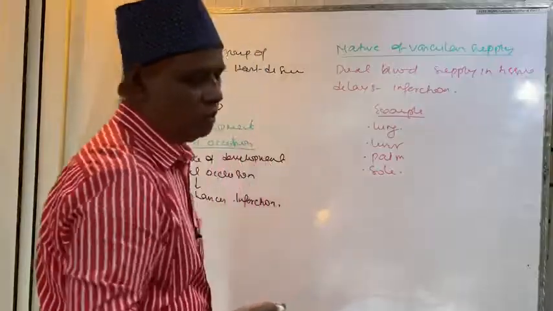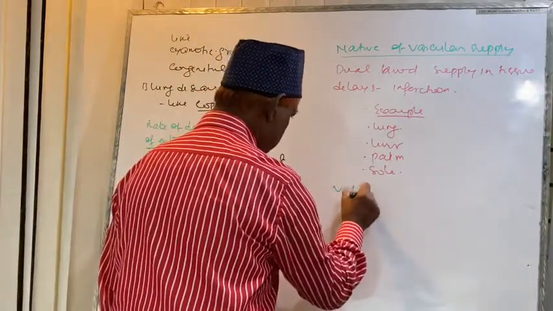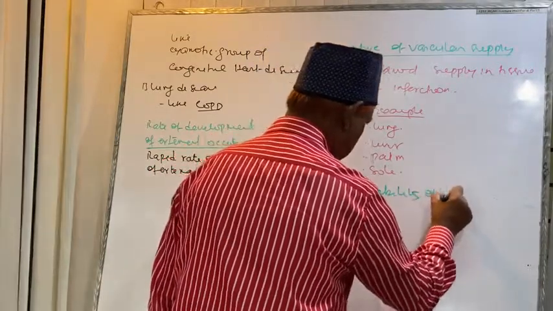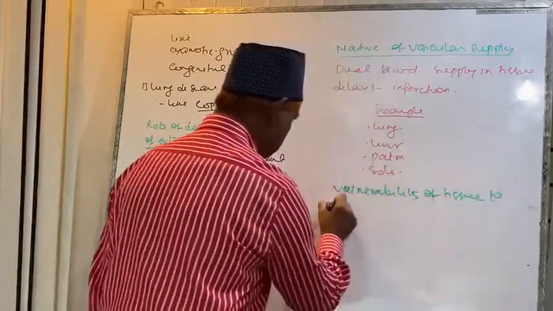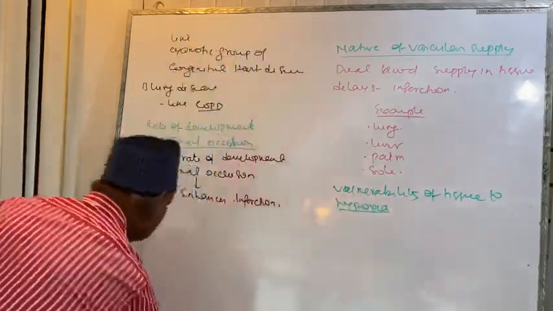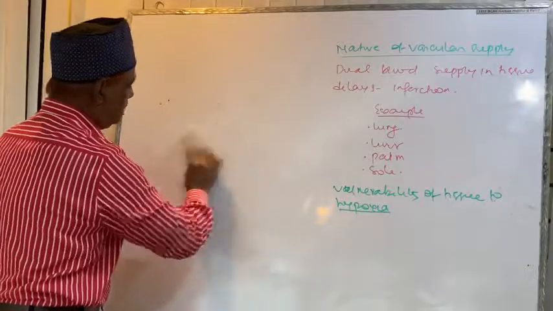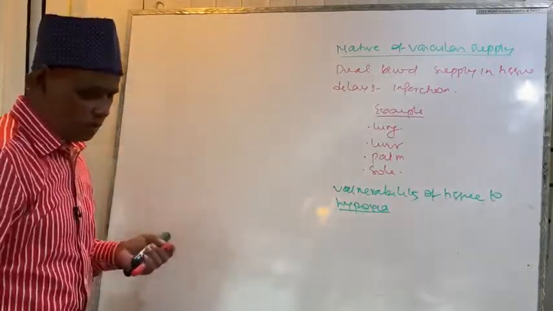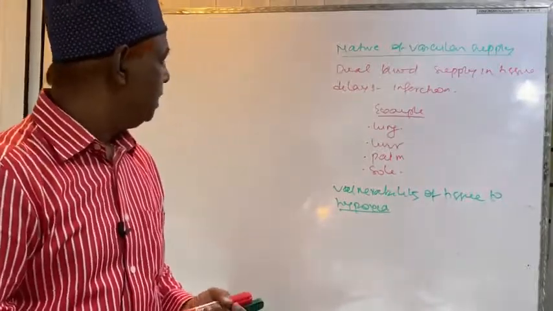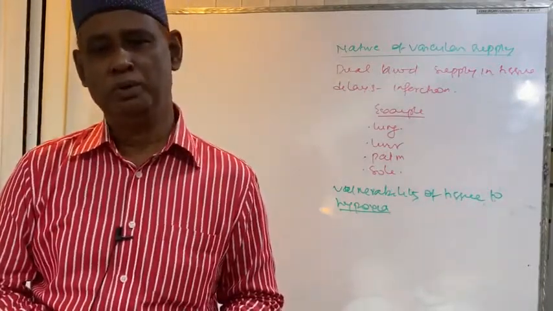Now, come to examples of tissue or organ where there is dual blood supply. Examples of tissue or organ, one is lung. There is bronchial and pulmonary supply. Liver, palm of hand, sole of foot. These are supplied by dual blood supply.